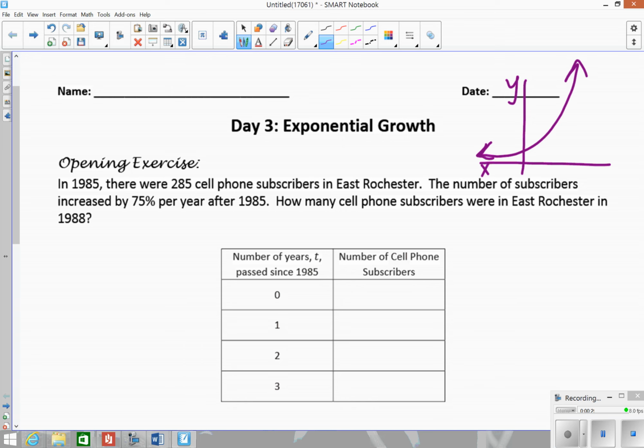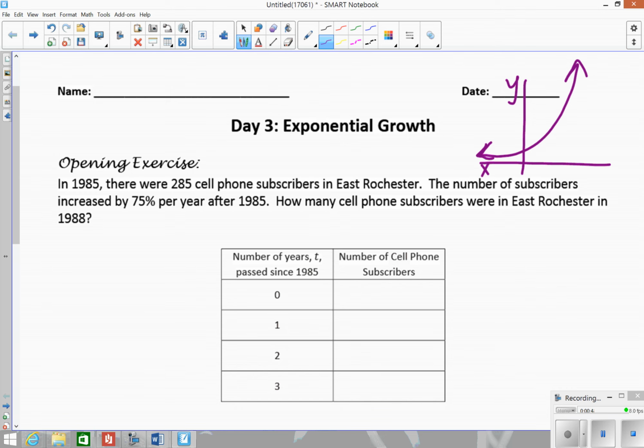So when you're trying to identify if you have exponential growth, you're looking for words like increase or went up or appreciates by a certain percent, or maybe it doubled, it tripled, it's growing by a factor, something along those lines. So if we look at this opening exercise to try to understand what exponential growth is.